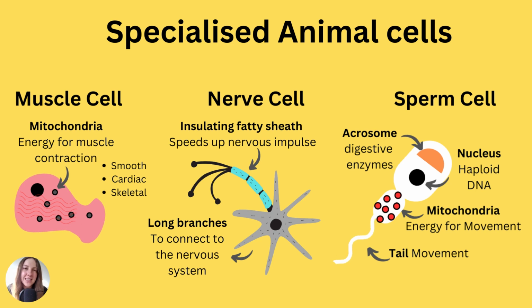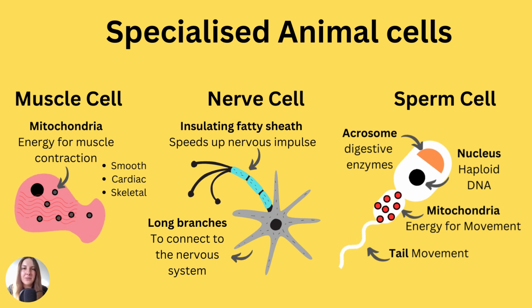We also have skeletal muscle, which is found in places that we probably think of more often when we think about muscle: biceps, triceps, quadriceps. They are able to be contracted by thinking about it if we want to. We then have another type of specialized animal cell, which is a nerve cell.